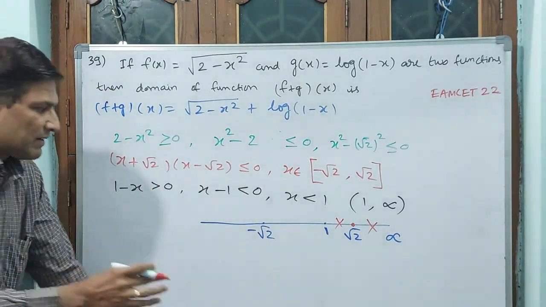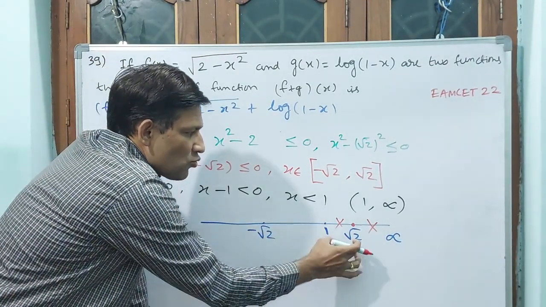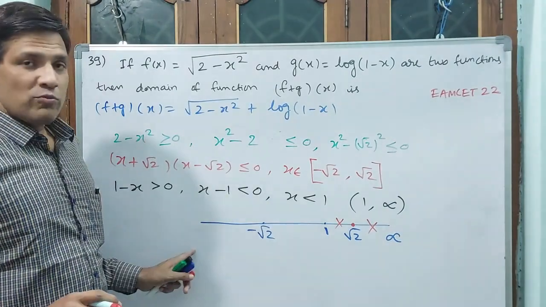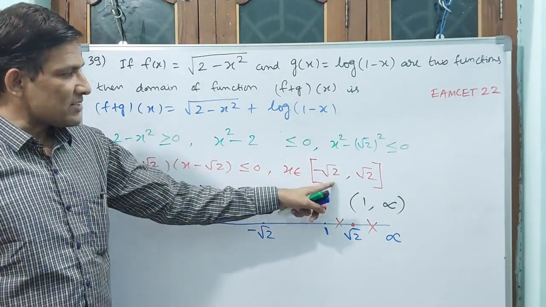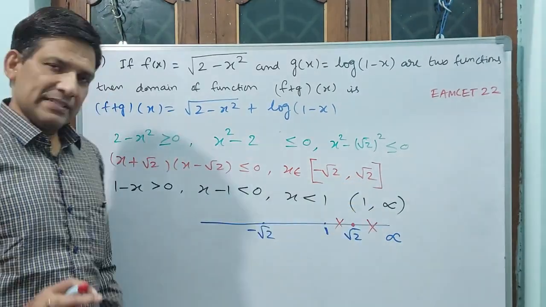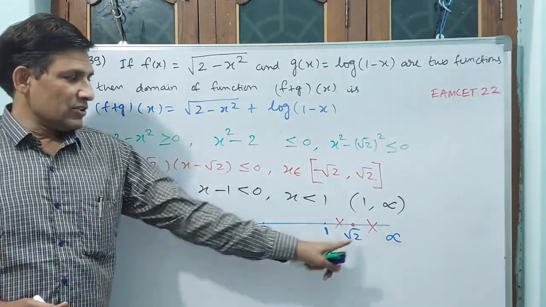1 to root 2 also, that interval also. See, here only 3 intervals: minus root 2 to 1, 1 to root 2, root 2 to infinity. That's all, 3 intervals. Why? Because minus infinity to minus root 2 is not there. It has started from minus root 2 to 1, 1 to root 2, root 2 to infinity. That's all. Okay? This also closed.